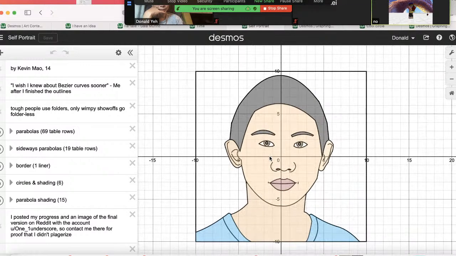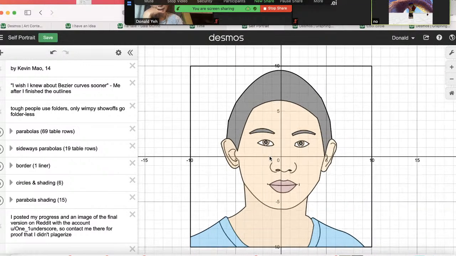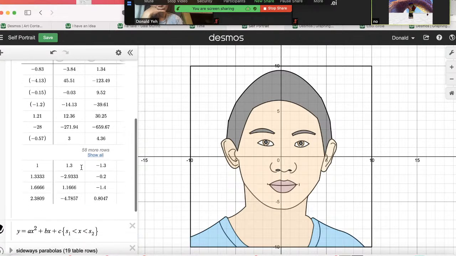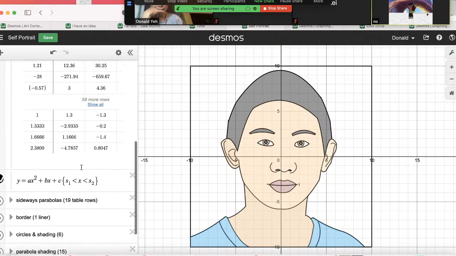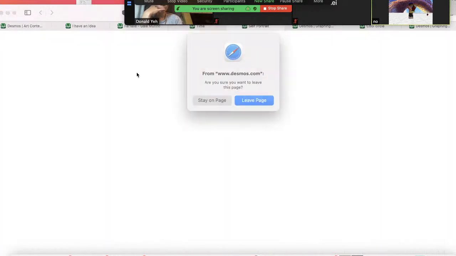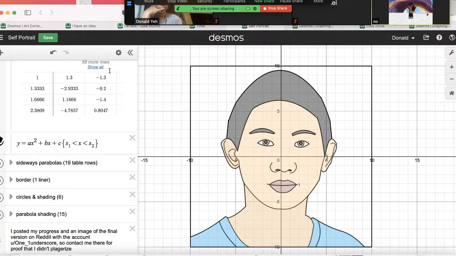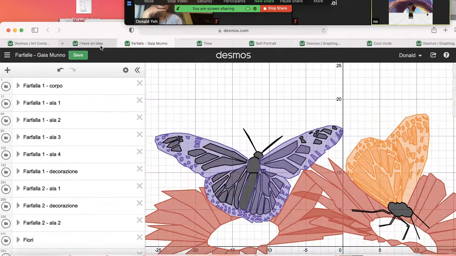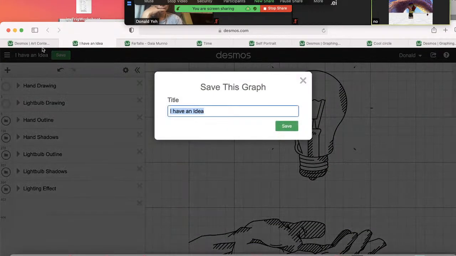Oh, yeah, I thought this was okay. This is not that bad. Parabola, 69 table rows. 69, really? Oh, yeah, let's go. That must take some time. Yeah, but I think the other one is better. This room one is actually okay, pretty fun. Who won?